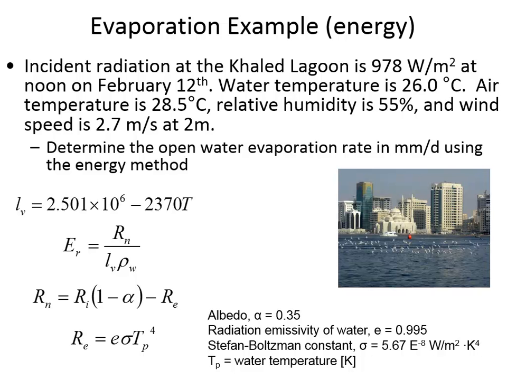The latent heat of vaporization is 2.501 times 10 to the 6th minus 2370 times T. Okay, that is it. And the thing here is that the air temperature, when it goes into the latent heat of vaporization, that T actually needs to be Celsius. So it is the air temperature in Celsius for this formula.